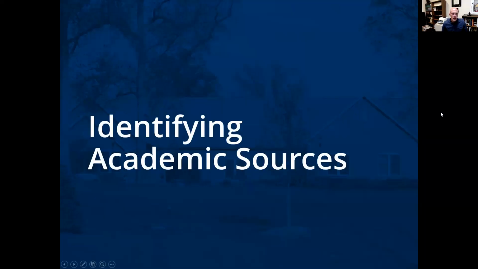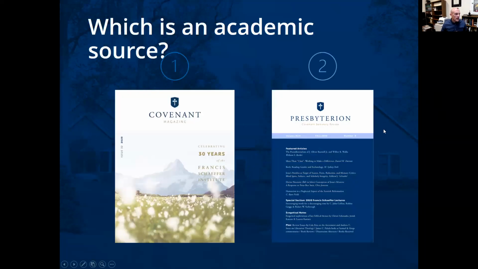Here we go. We've looked at a whole bunch of resources, commentaries, journal articles. Before we finish up, let's just talk for a minute about identifying academic resources. So I've got two publications here, both put out by Covenant Seminary. Go ahead and take a look at those and tell me which do you think is an academic source. If you think 1, Covenant Magazine, go ahead and put 1 in the chat. And if you think 2, Presbyterion, go ahead and put a 2 in the chat.